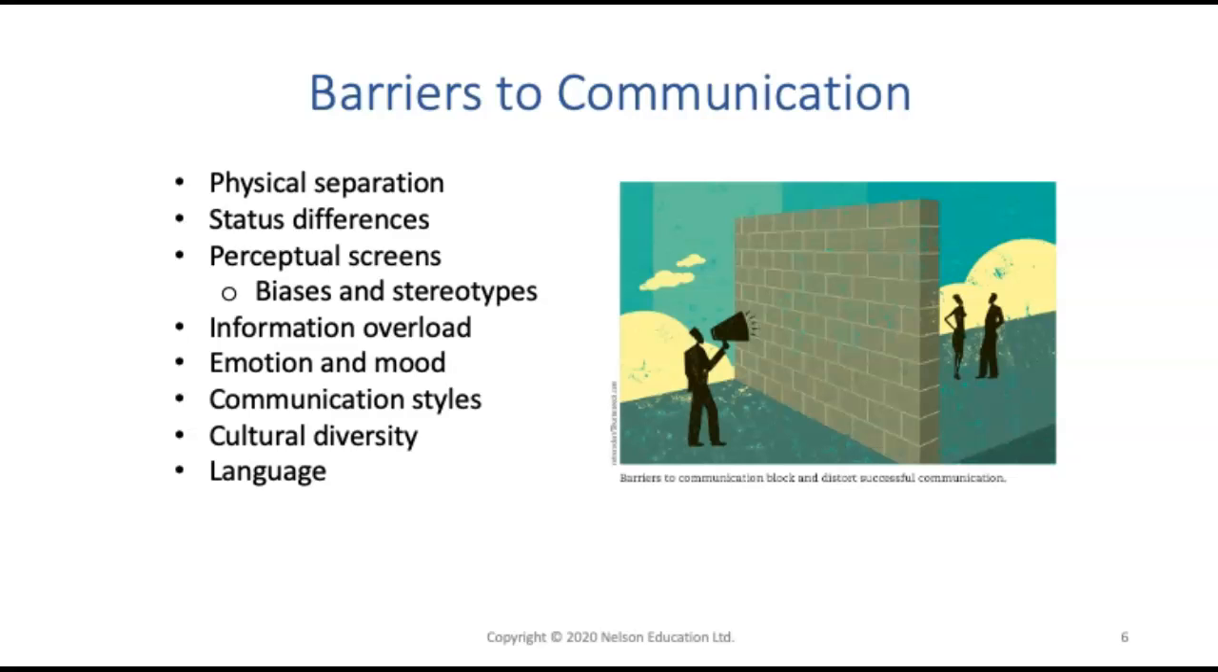The next one is perceptual screens. We talked about that in the previous slide. And listen, we all have our biases, we all have our stereotypes, and these sometimes interfere with us communicating with people, both in what we say and the way we receive information. We all have biases and those stereotypes that definitely impact what we hear.